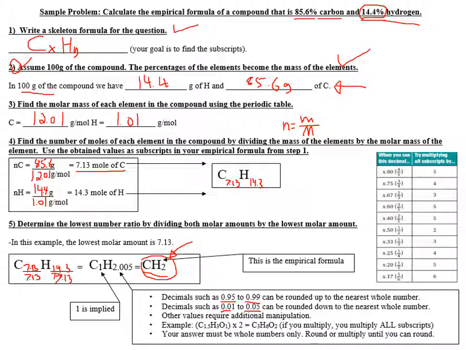Now back to the rounding rules. If I wasn't lucky enough and I didn't get the situation where I could round either up or down, I'd have to do an additional manipulation. I'd have to multiply until I could round. So here's an example. Let's say I ended up with C1.5H3O1. The 3 and the 1 are good, but the 1.5 I can't round up. I can't round down. It's not in these defined values here. Okay?